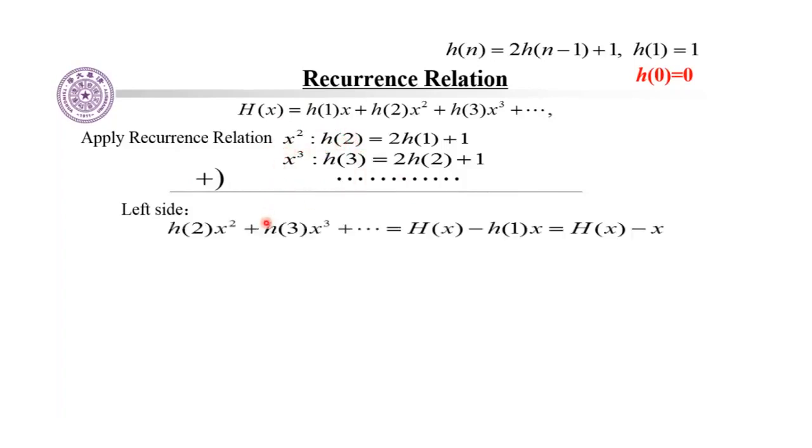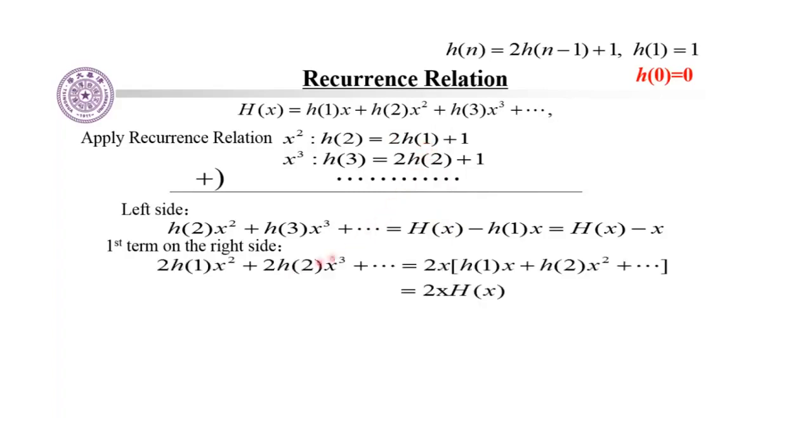If we let x squared multiply both the left and right sides, and x to the third power also multiply the two terms on the left and right sides, then sum them up, what will be the result? The sum of the left side of the above equations is actually a part of the corresponding generating function. What is missing? The coefficient of x is missing. Therefore, on the left, h2x squared plus h3x to the third power continue to accumulate, which equals capital H(x) minus h1x. h1 is equal to 1, thus h(x) minus x is the left term.